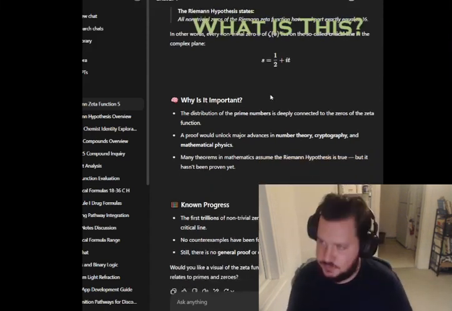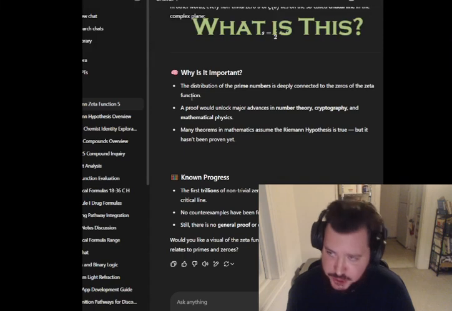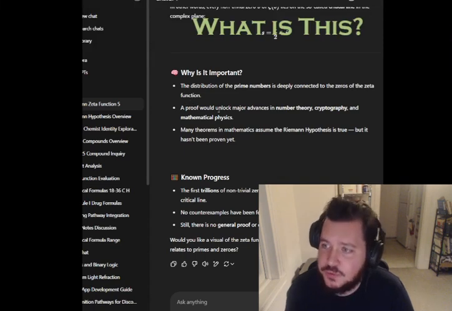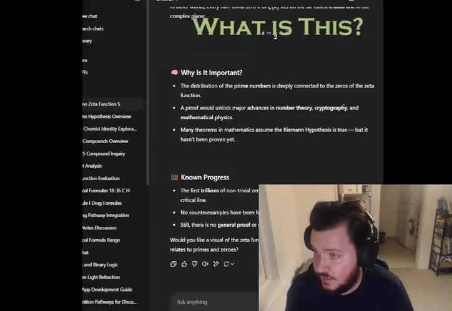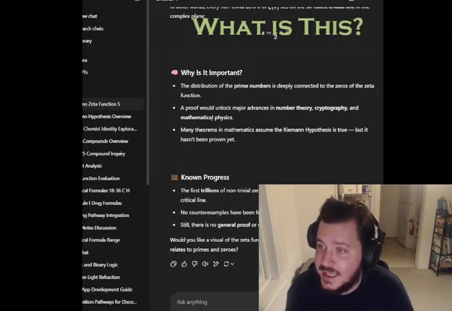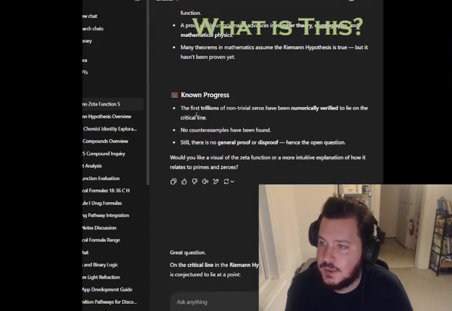Why is it important? The distribution of the prime numbers is deeply connected to the zeros of the zeta function. A proof would unlock major advances in number theory, cryptography, and mathematical physics. Many theorems in mathematics assume the Riemann hypothesis is true, but it hasn't been proved yet. Yeah, that's real tricky, it would seem.